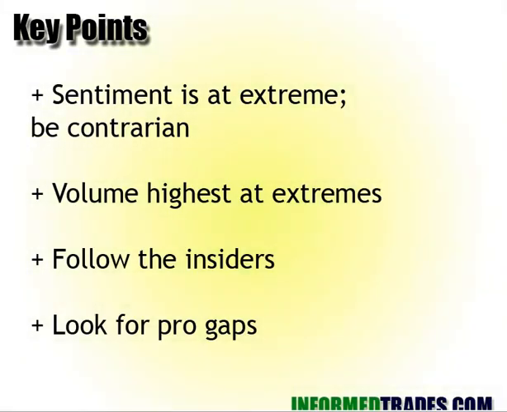A few key points. Sentiment will be at its extreme at major tops and major bottoms, and you want to be contrarian. So at a major top, people will be jumping up and down, buying and thinking it's wonderful. At a major bottom, they'll be selling and they'll think it's quite terrible. That's when you want to be contrarian based on the mass sentiment. Related to this is that volume will be highest at its extremes because people will be acting on their emotions.